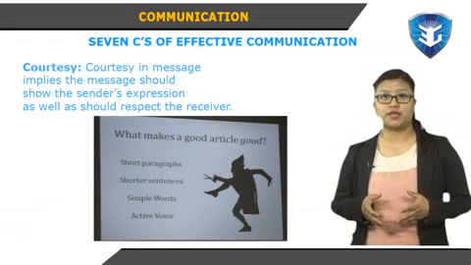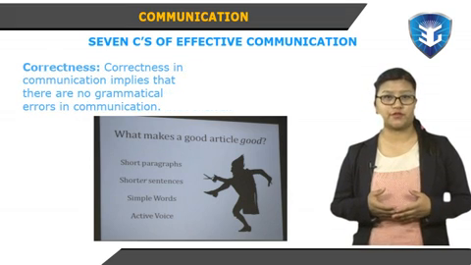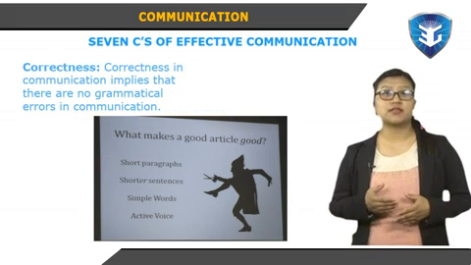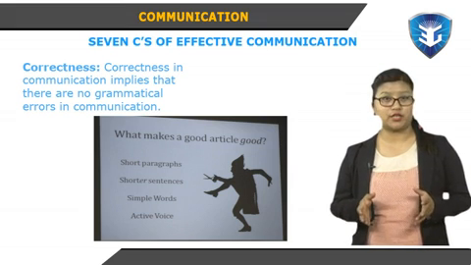Courtesy. Courtesy in message implies the message should show the sender's expression as well as should respect the receiver. Correctness. Correctness in communication implies that there are no grammatical errors in communication.